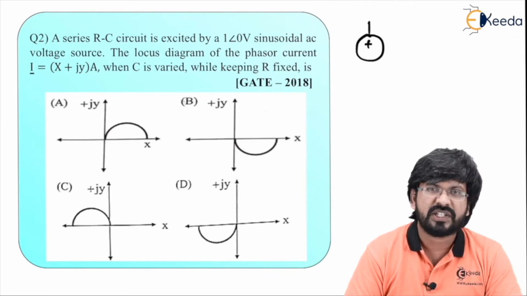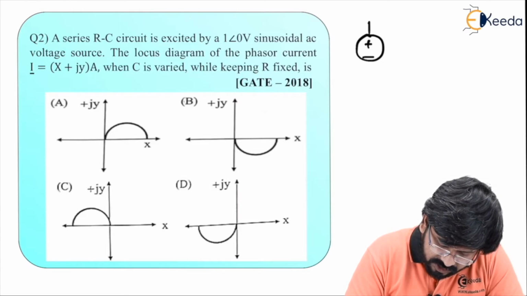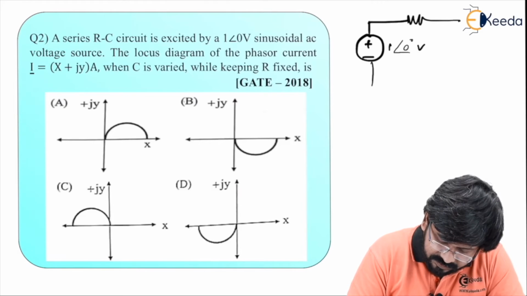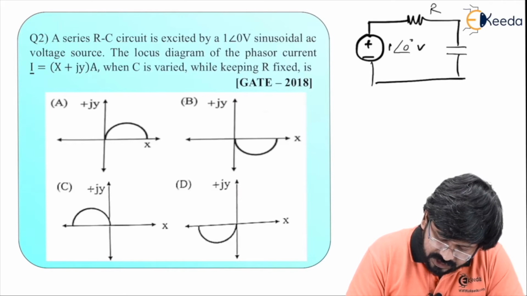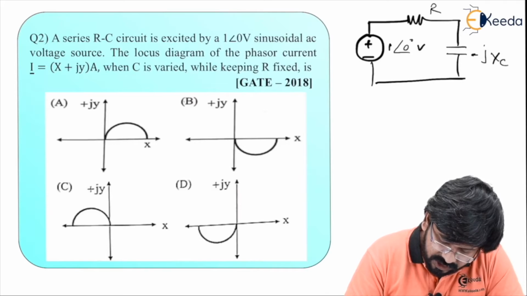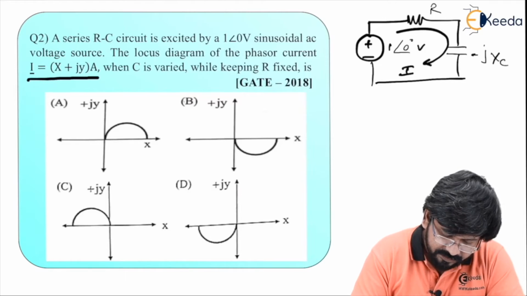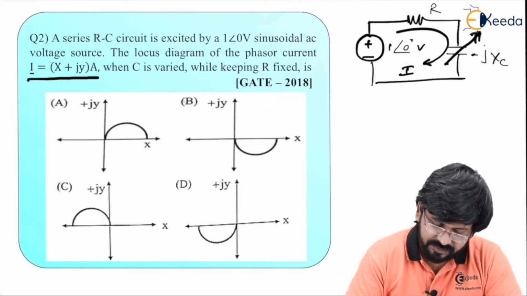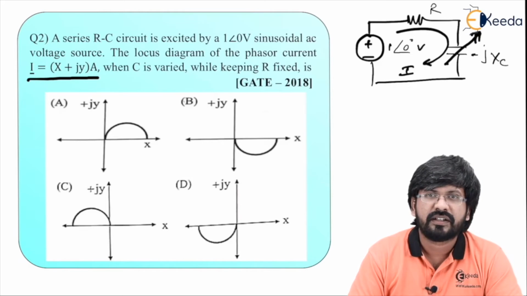Let's draw that first. At least what we know is the supply voltage is 1 at an angle of 0 degree volt, and it is series RC circuit. I can treat C as minus jXC in fact, through which the current is flowing, which is I, which is in this form. As you can see, it is x plus jy ampere. When C is varied, it means this is variable, R is fixed. After that, what current locus diagram you will get? How to deal with this?